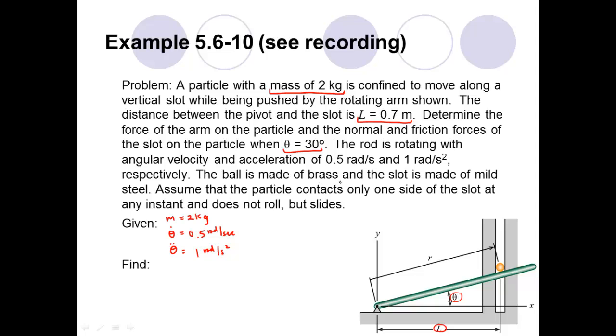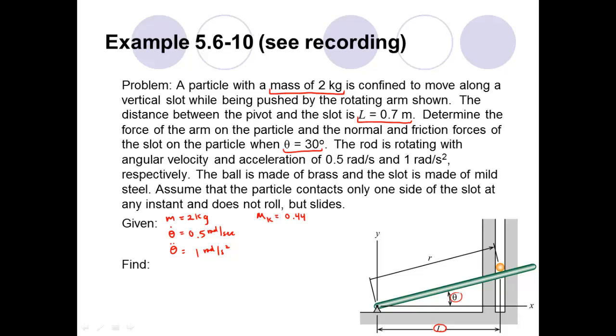We're told that the ball is made of brass and the slot is made of mild steel, and that it doesn't roll, but it slides. So the fact that we have a ball that's sliding means that the frictional force will be kinetic friction, or that's how we'll model it. And so we need to know the coefficient of kinetic friction. If we look at Appendix C of the book, we can see what the friction is between relative surfaces of brass and mild steel. It turns out that the coefficient of kinetic friction is 0.44.